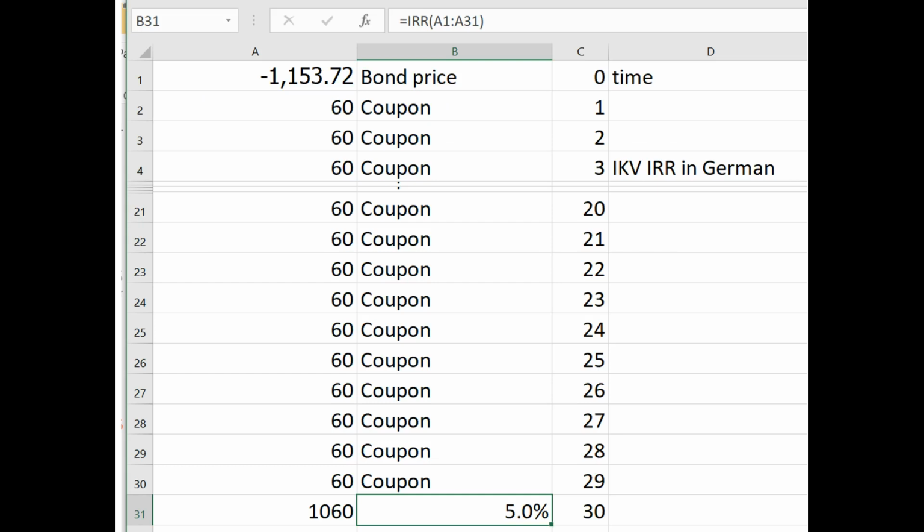All the times that we didn't have computers, we did this by trial and error, but the computer spits out the answer, and it says if you put 5% and discount all these, you would get exactly 1,153. That's a fair price. So if you put down 1,153, you yield. Yield is a word that comes from farming. You get a return, you make money, 5% on this investment. But the bond says 12% interest.